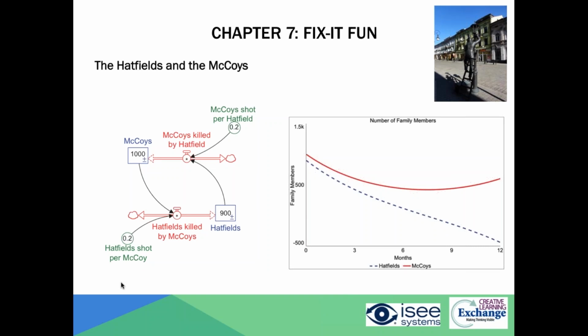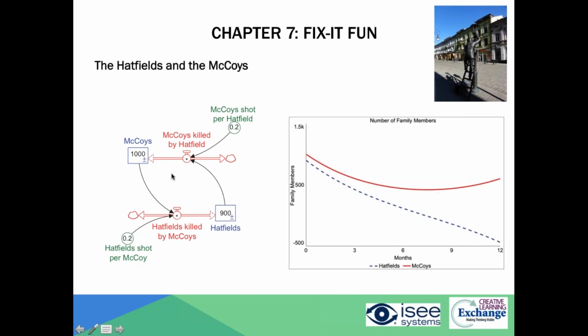And so we have the reader put this structure in and then run it, and they end up with a negative number of Hatfields. So you can see they've got almost negative 500 Hatfields. And the McCoys somehow are going down, and then they're coming back up again. So that is totally wrong.